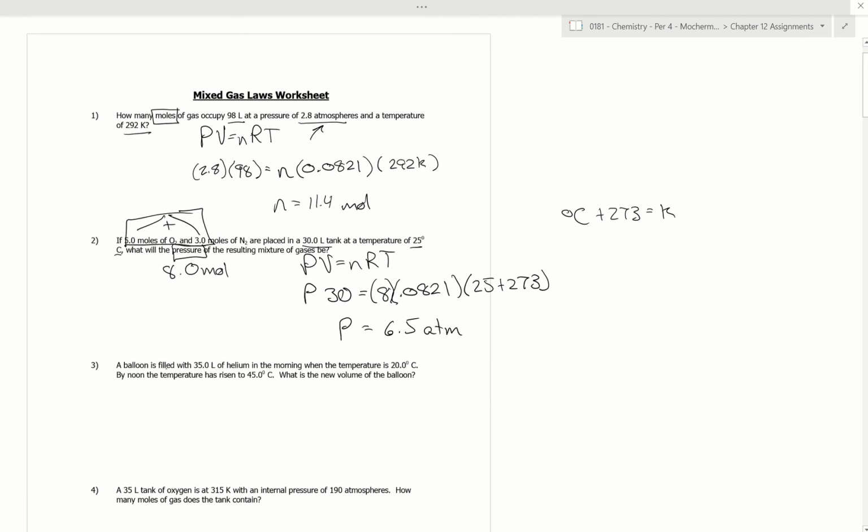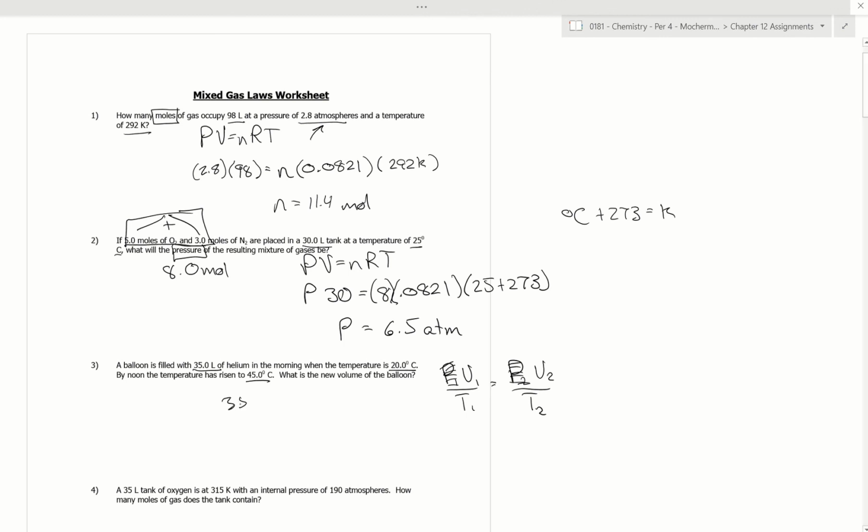All right, number 3, a balloon is filled with 35 liters of helium, at a temperature of 20 degrees Celsius, and I have a new temperature. Because there's a new temperature, I know this is P1V1 over T1 equals P2V2 over T2, but no pressure is ever mentioned, so the pressure must remain pretty constant. So I'm going to say that pressure is gone. Now I just have V1 over T1 equals V2 over T2, which is Charles' law.